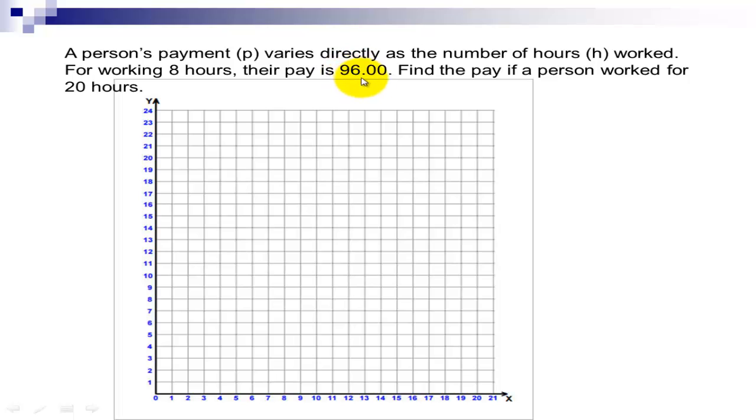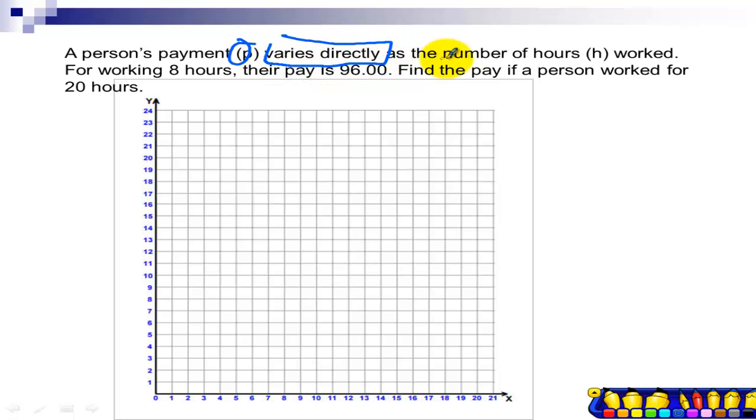Let's try to solve this example. A person's payment, P, varies directly as the number of hours worked. So how do we write this as a direct variation equation? Varies directly means y = kx, and the variable before "varies directly" is P, or payment, so we write P before the equal sign, and the variable after "varies directly" is H, so we write H after the equal sign.